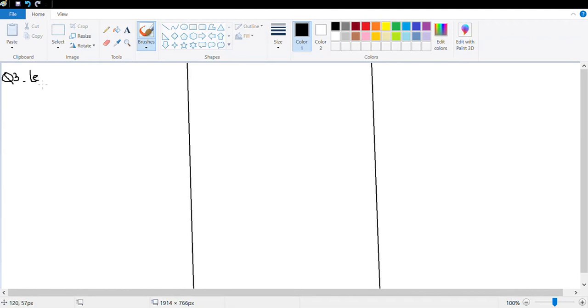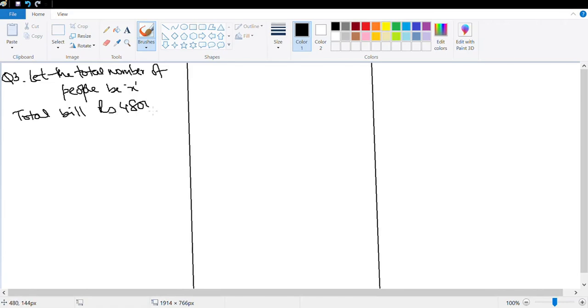The number of people is not given. So let the total number of people be x. Perfect. And the total bill is equal to rupees 4,800. Therefore, bill per person will be total bill upon number of people. So it is equal to rupees 4,800 upon x.